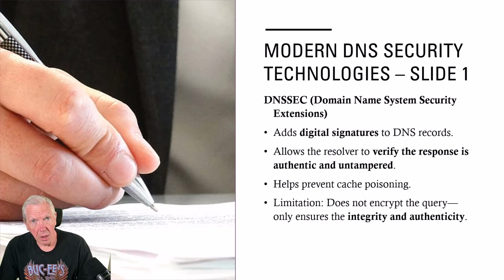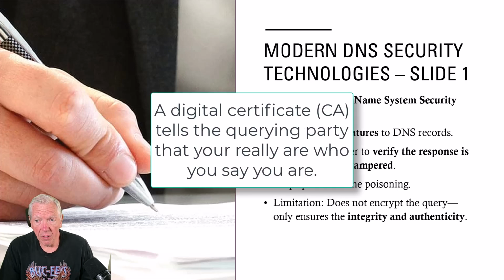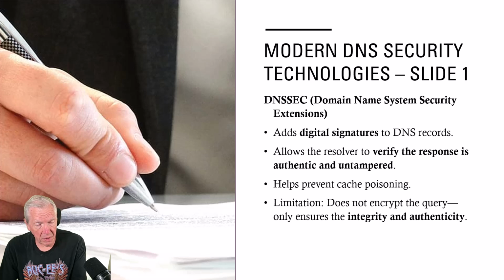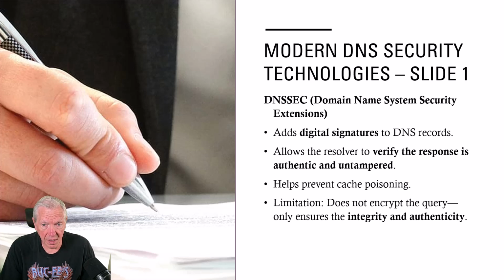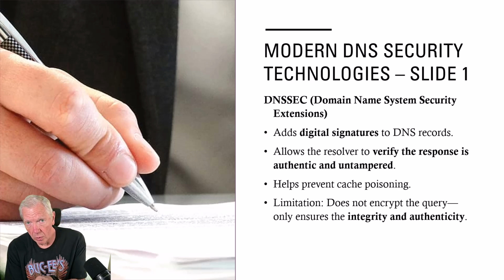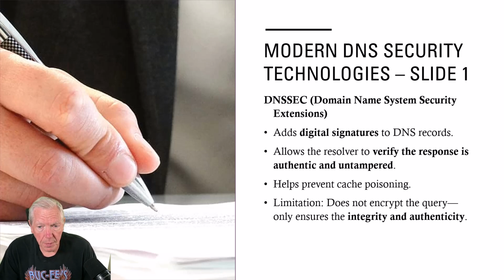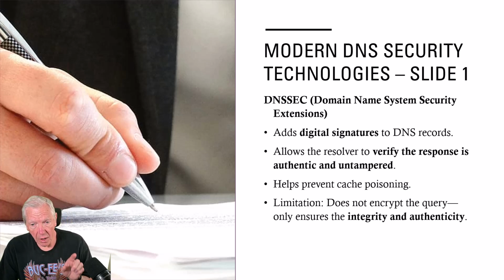Very good, because what they do is add a digital signature to your DNS records. It allows the resolver to verify that the response is authentic and not tampered with, so some rogue didn't get in there and tamper with the DNS entries. It helps prevent cache poisoning. What do we mean by that? We mean that we go in and we poison the cache. You think you're looking at Google, but we're actually redirecting you to a different server somewhere. Now, the limitation here with DNSSEC is that it does not encrypt the query. It only ensures integrity and authenticity.